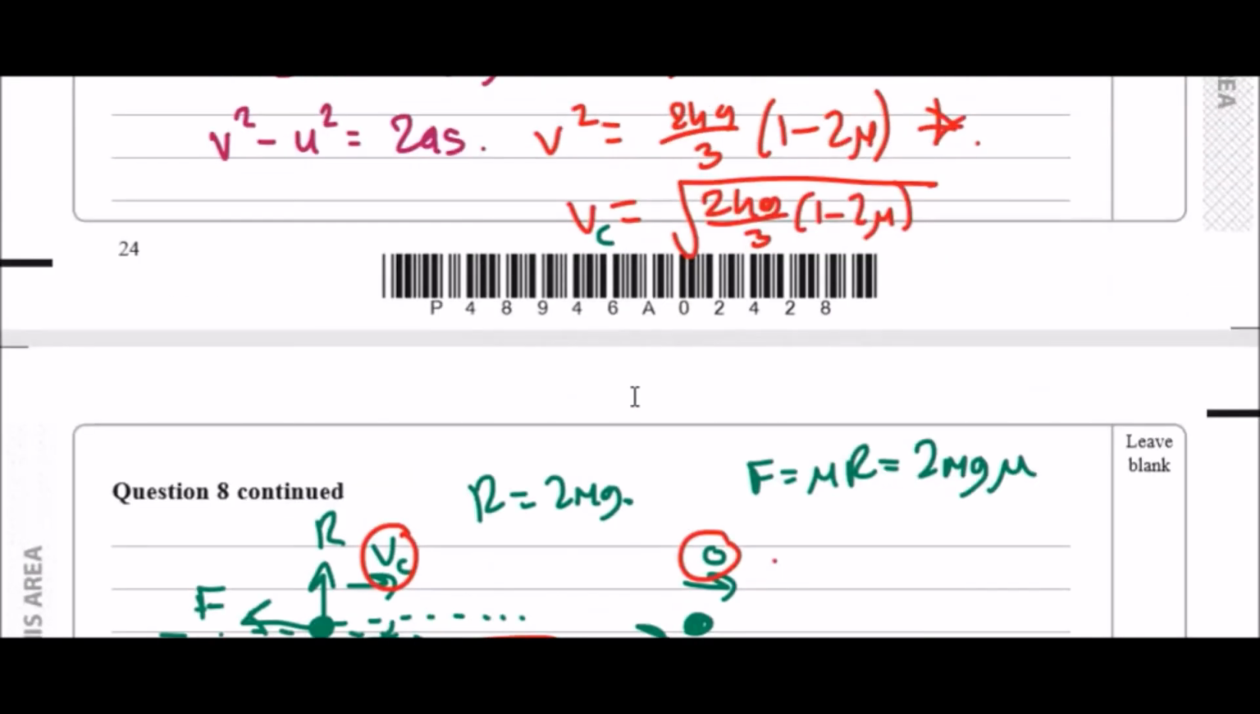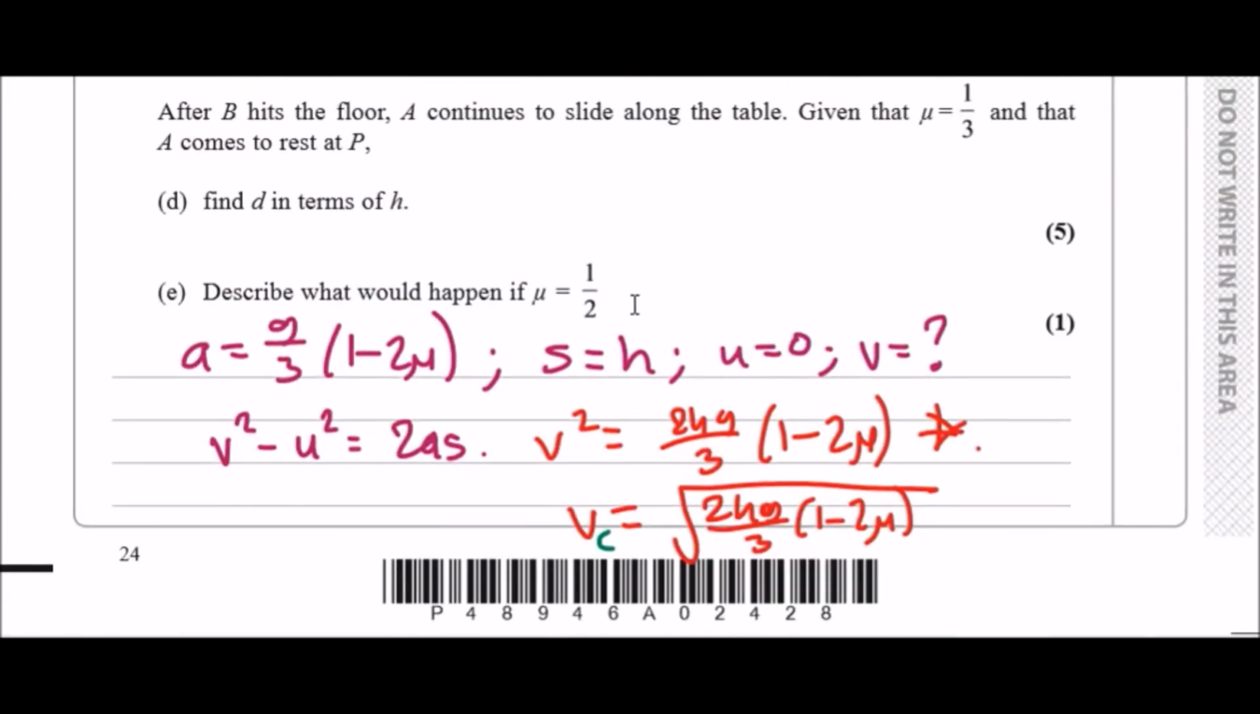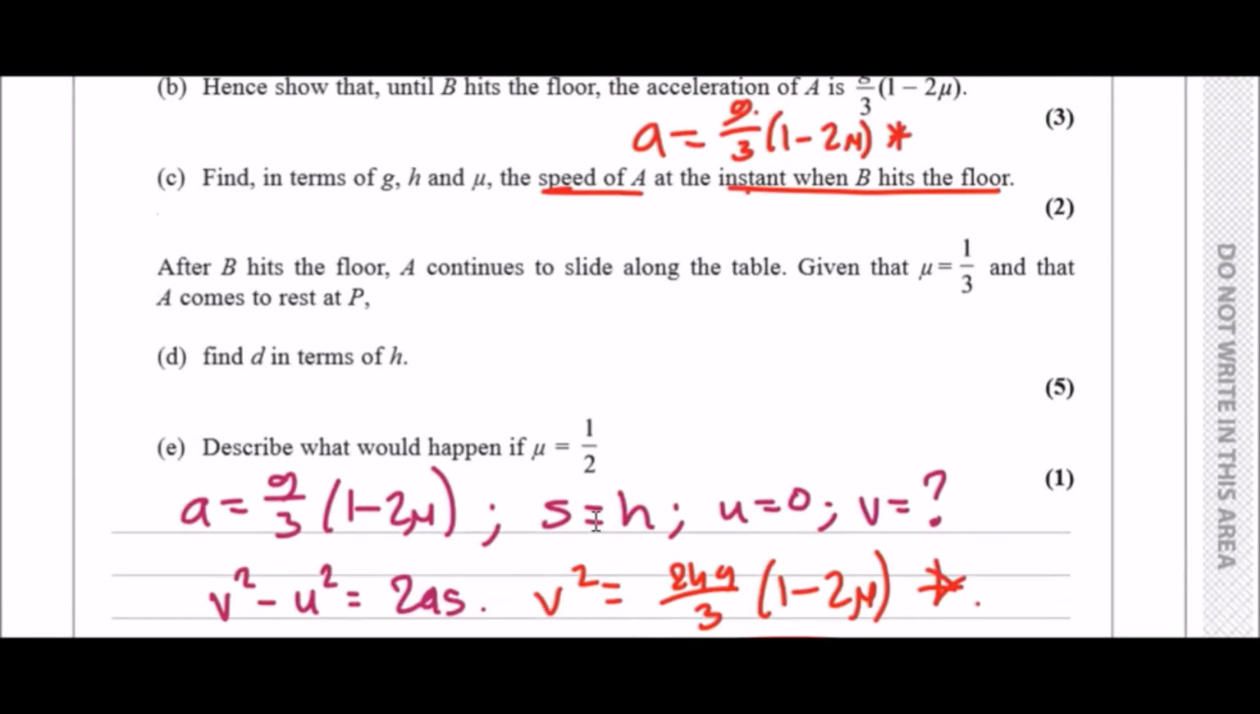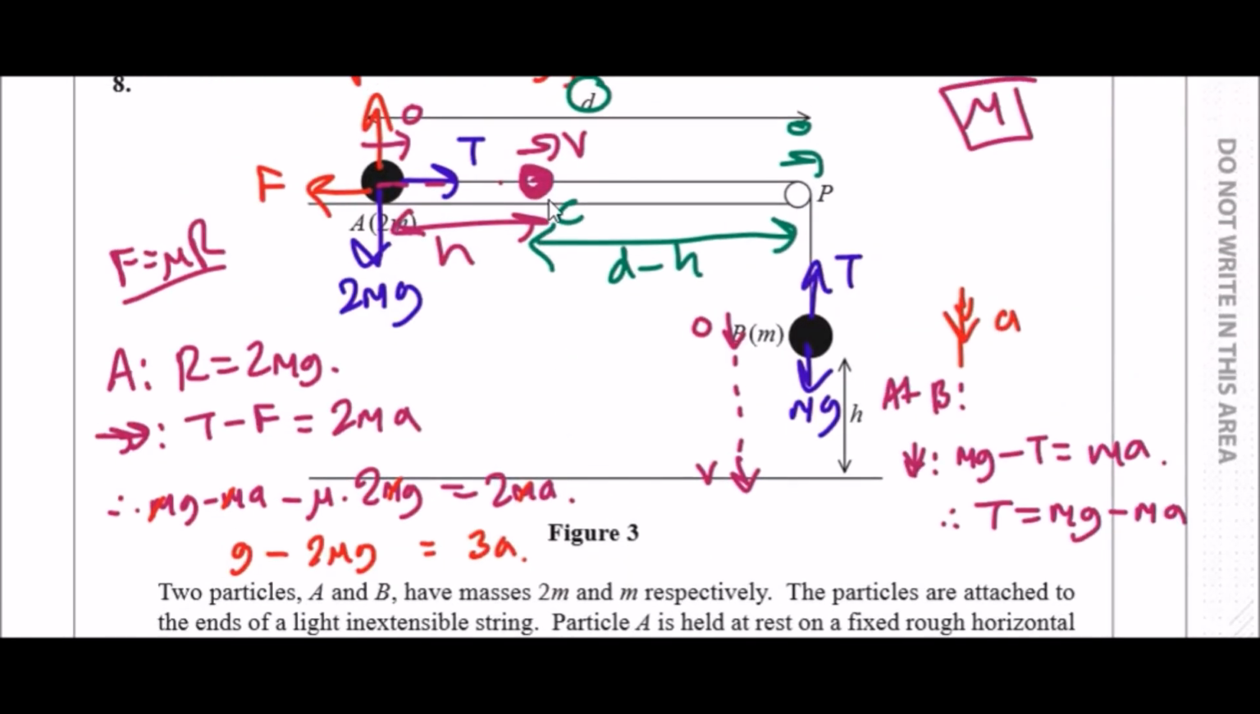And now for the final statement: describe what would happen if mu is half. Well, let's just see what happens. Look at this vc for a second. If you substitute mu is half here, you'll get 1 minus 2 times a half, which will equate to 0. So you're going to effectively have 0 times this quantity, which will be 0, meaning the speed at this point was 0, meaning it never reached this point.